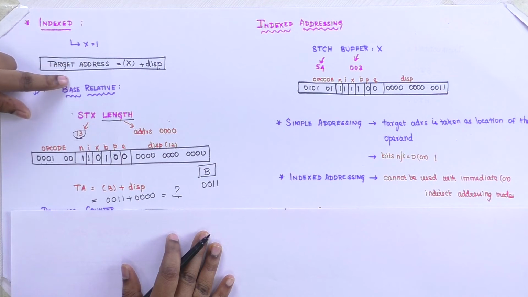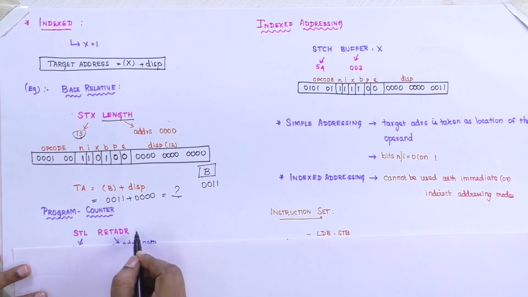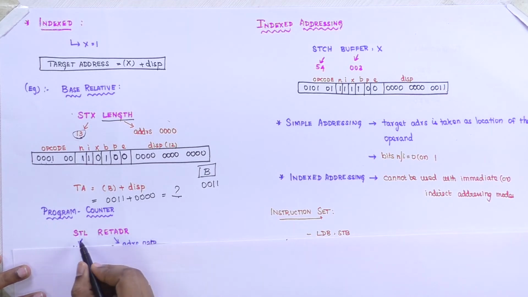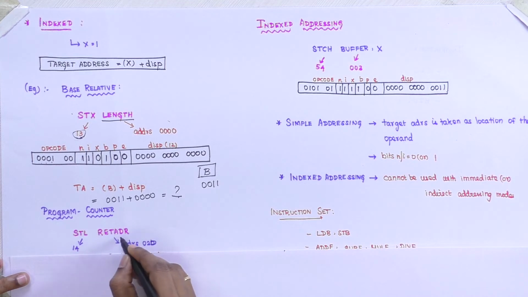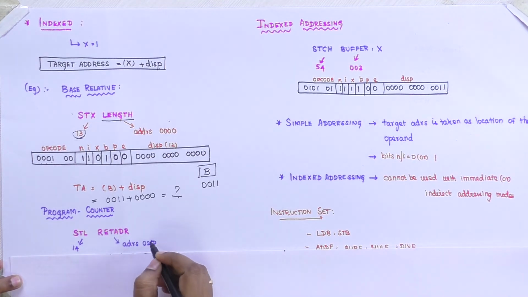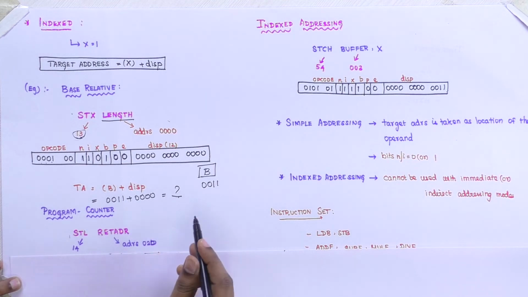Then program counter. Next example is for program counter. The instruction is STL RETADR. So the opcode for STL is 14 and RETADR is stored in the address 02D. This also comes under format 3 instruction since no plus sign is in the preceding field.